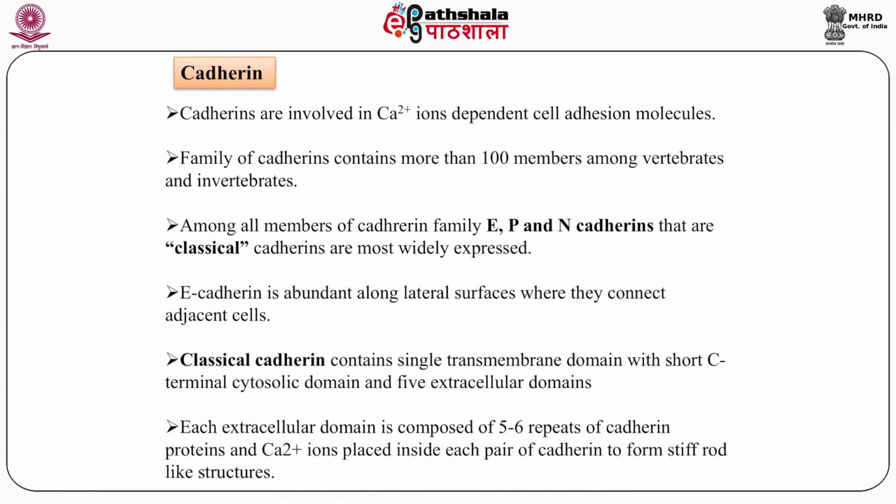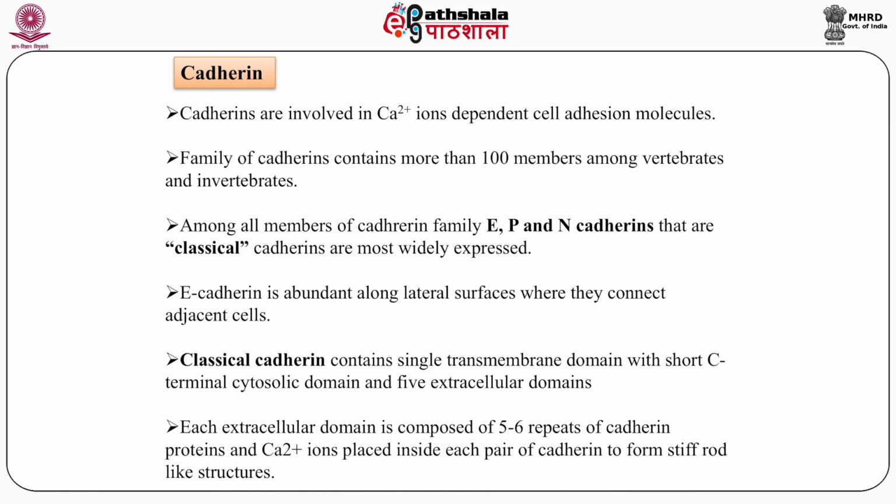Now, coming to cadherin. Cadherins are calcium dependent cell adhesion molecules, and these are involved majorly in cell to cell adhesion, signaling, and tissue differentiation. Removal of calcium ions leads to dissociation of cadherins attachment. This family of protein contains more than 100 members among vertebrates and invertebrates. Variety of cadherin molecules is possible because of the presence of multiple genes as well as alternate RNA splicing that results in a number of mRNAs from a single gene.